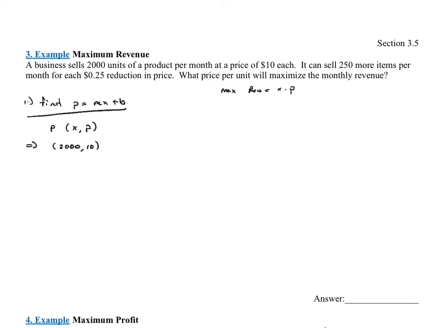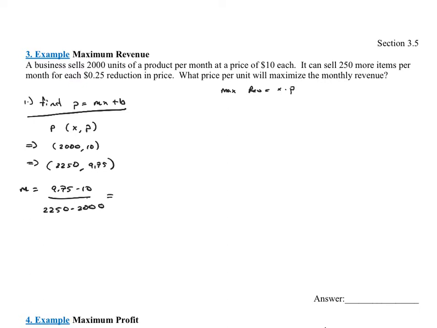Reading the second sentence, it says it could sell 250 more items if it reduces the price 25 cents. So the second point would be 250 more items, which is 2,250 items, if it sold it for a total of $9.75, a 25 cent reduction in the price. So here are two different points, and if we have two points, we can find the equation of a line. To find the equation of the line, we first find the slope. Slope is the change in y, 9.75 minus 10, all over the change in x, 2250 minus 2,000.